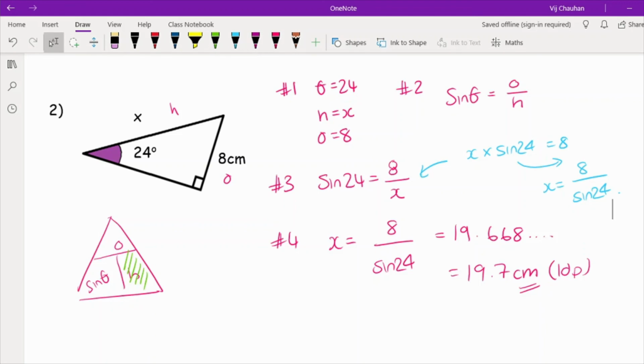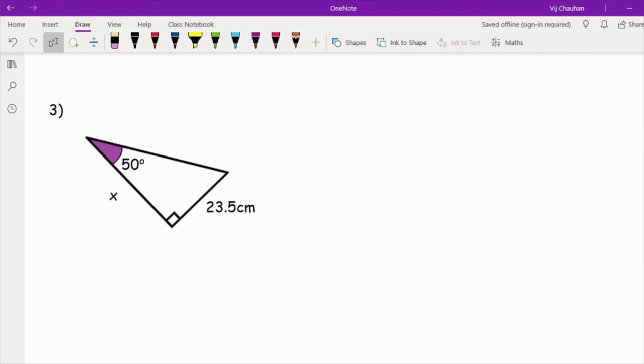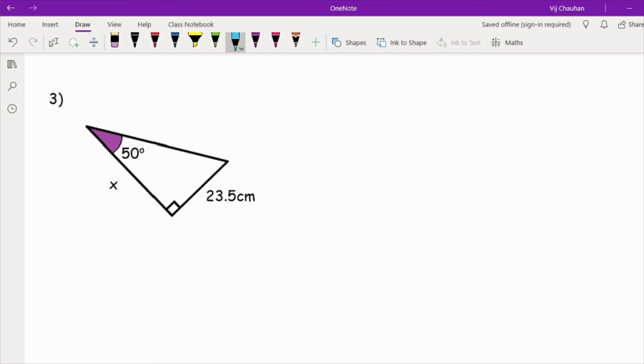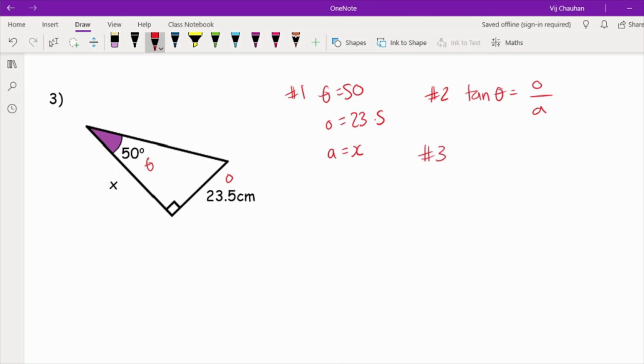So moving on to our last and final example. Again, going through the notions, step 1, label the triangle. So theta equals 50, my opposite is going to equal 23.5, and my adjacent is x. So I'm going to choose tan theta equals opposite over adjacent, and substituting the values in, I get tan 50 equals 23.5 over x.